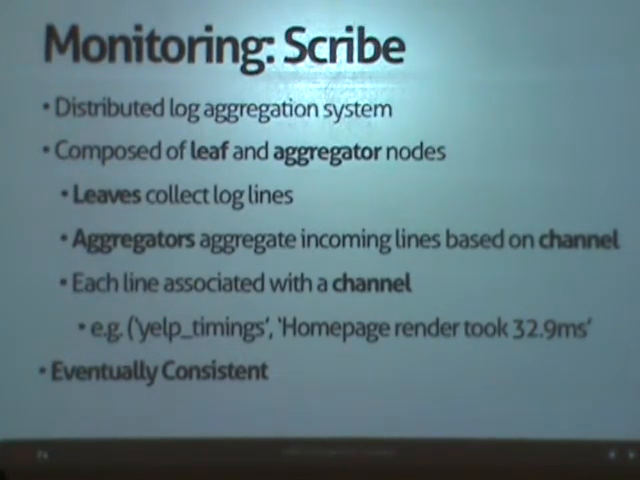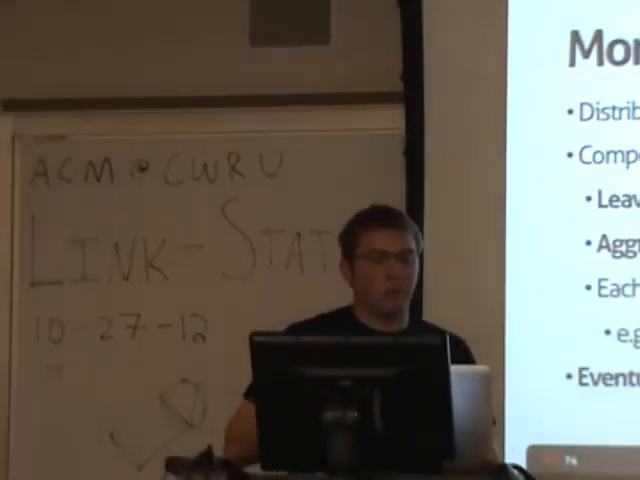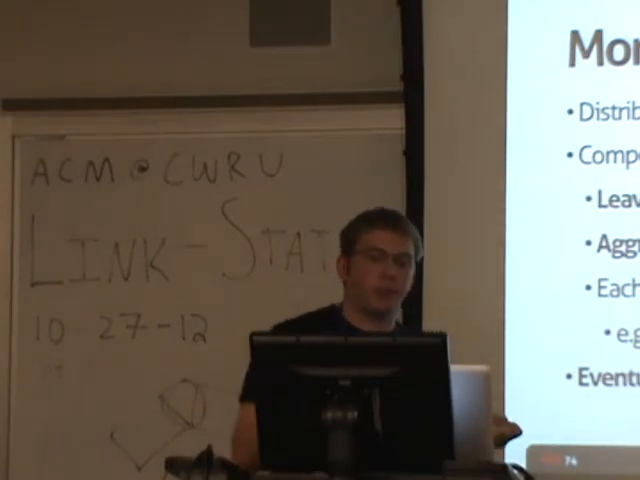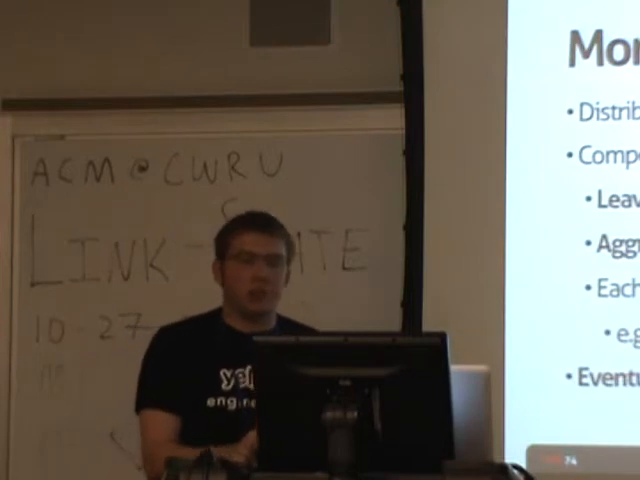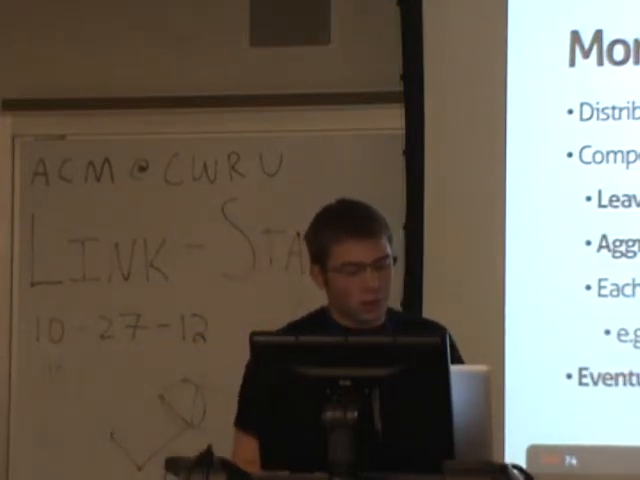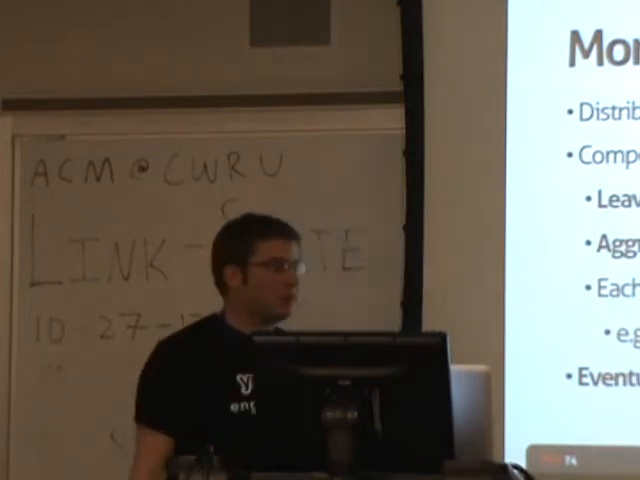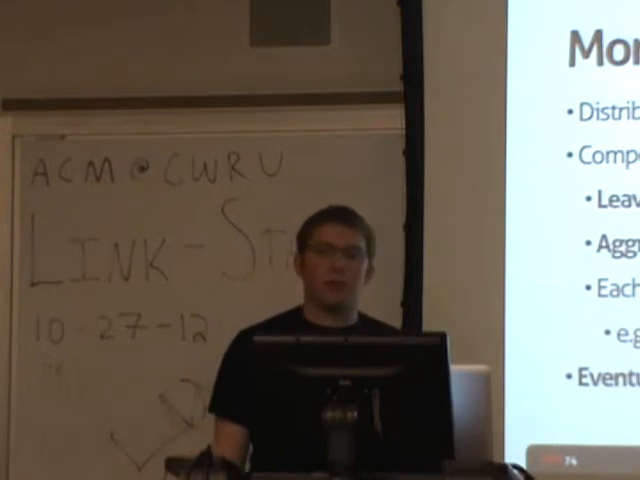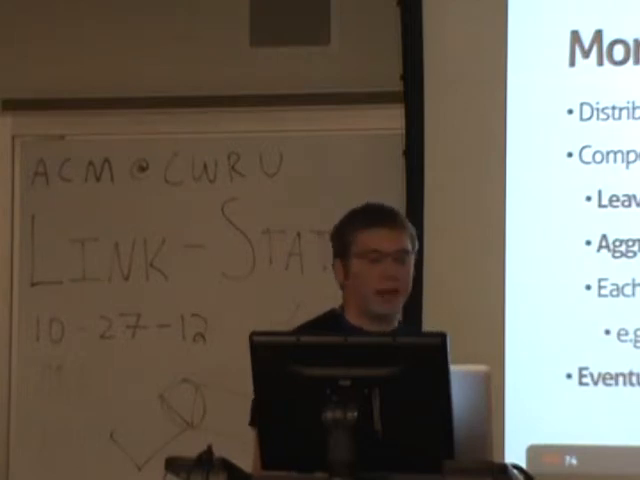It's composed of essentially leaf and aggregator nodes. So you have a whole bunch of leaf nodes that are collecting log lines from web servers, and then aggregators which talk to the leaf nodes and associate lines based on the channel that they're written to, which you can think of as like a file. And it's important to note that this is an eventually consistent system. So lines can be out of order or delayed, or in bad cases maybe not show up at all. So it's very much best effort.